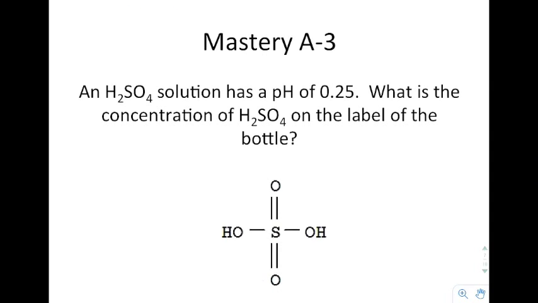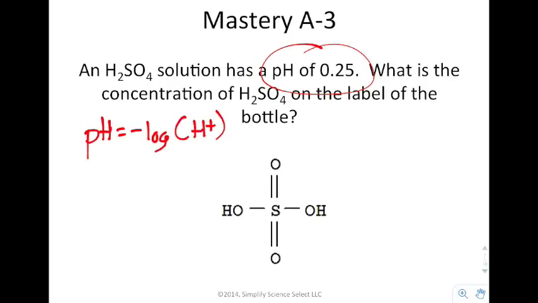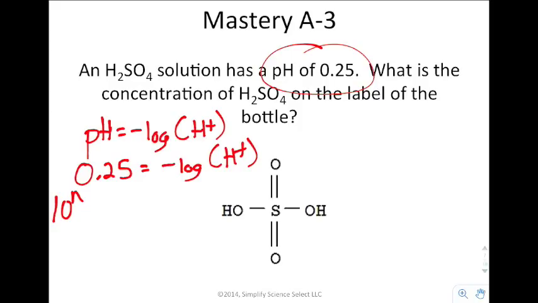So next, it says H2SO4 has a pH of 0.25. What is the concentration of H2SO4 on the label of the bottle? We are given the pH. We know that pH is equal to the negative log of the hydronium concentration. So if we plug in 0.25, we have 0.25 equals the negative log of the hydronium concentration. Whenever you're doing this, you have to do what's called an anti-log. An anti-log means you take 10 and raise it to that particular value.